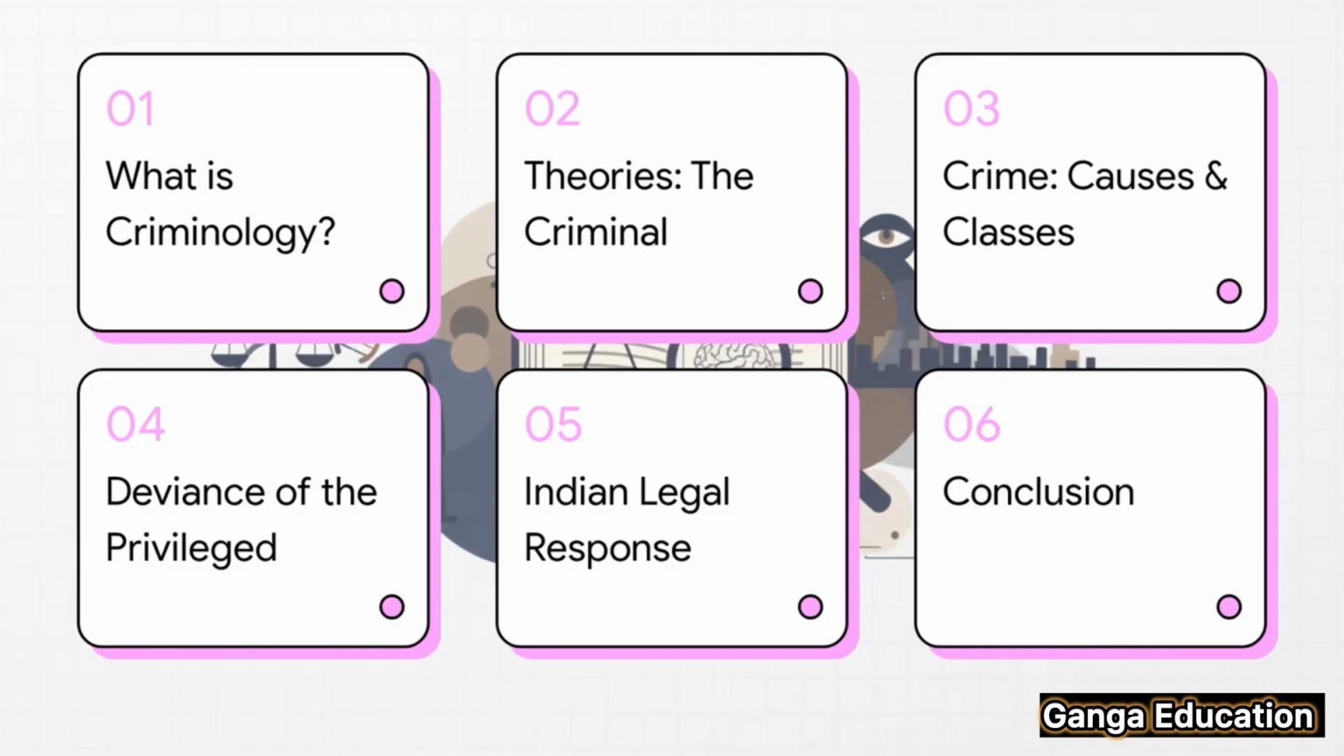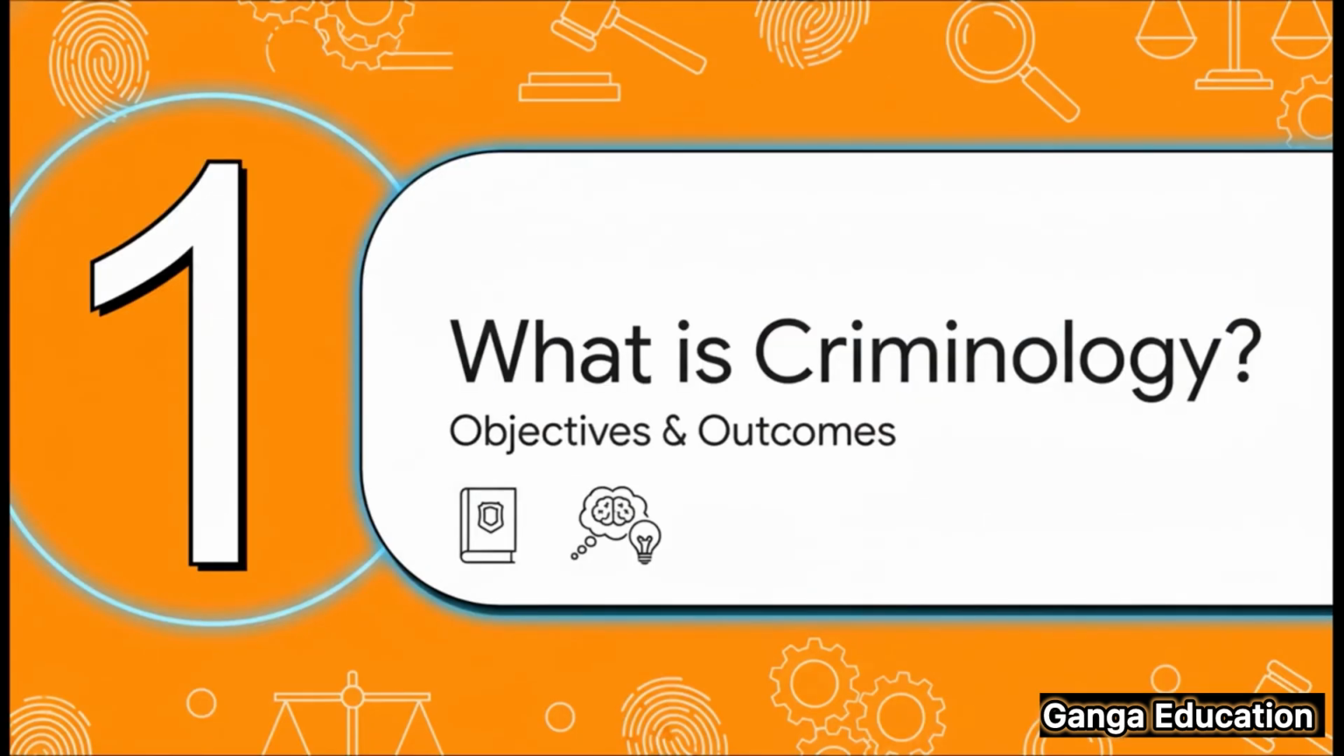So here's our game plan. We're just going to walk through the syllabus, module by module. We'll kick things off by defining what criminology even is. Then we'll jump into some historical theories. After that, we'll get into the modern causes of crime, tackle the super interesting topic of privileged deviance, and finally, see how the Indian legal system tries to handle all of it. Let's go.